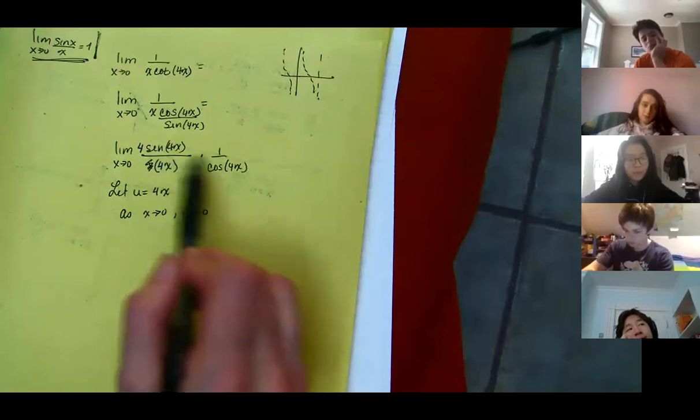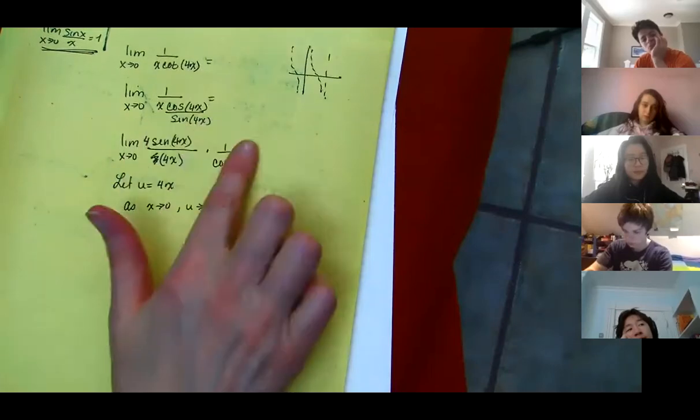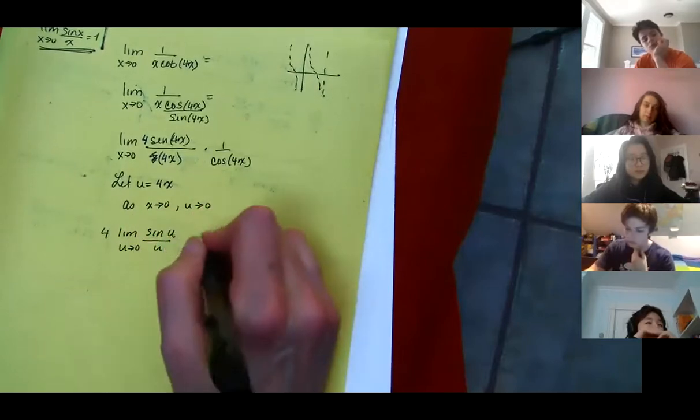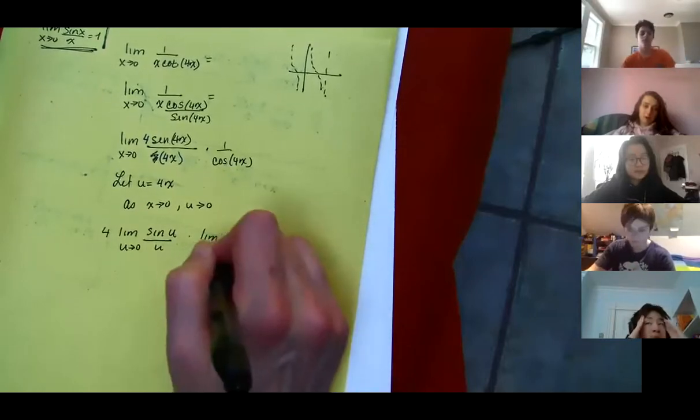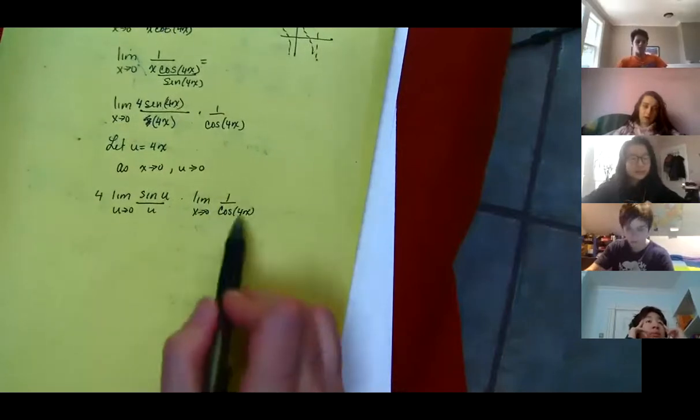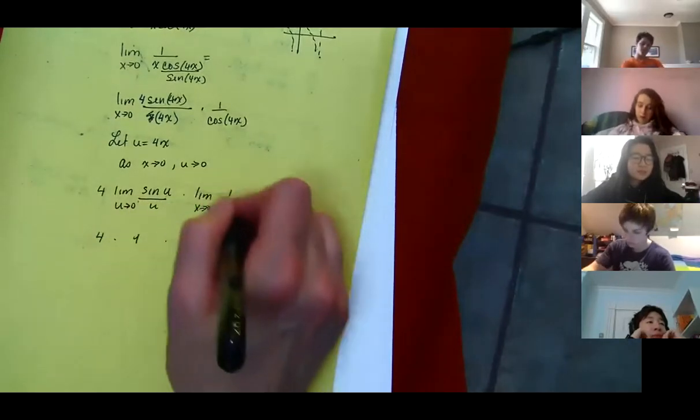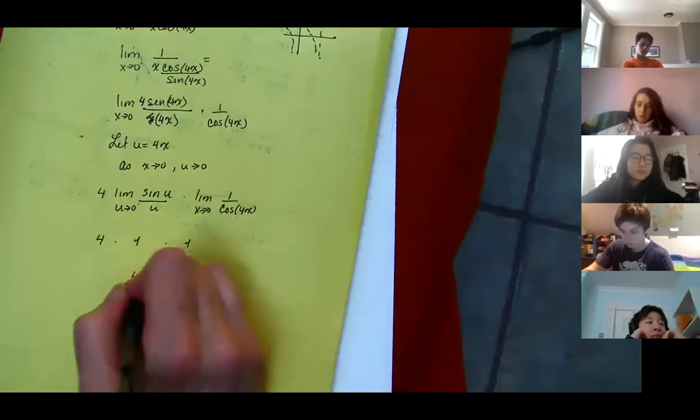If these didn't exist independently, I would not be able to say that it's going to be 4 times the limit of that times the limit of that. I wouldn't be able to do that unless I knew that each of these existed. But I do know that they do. So I'm going to pass the 4 through. Limit of sine U over U times the limit of, you can make the U sub here or not, and I can keep it as x going to 0. And so tell me one more time, Angela, what's this limit going to be? 1. Yeah, so it's 4 times 1 times cosine of 0, which is 1. So this is going to give me 4.